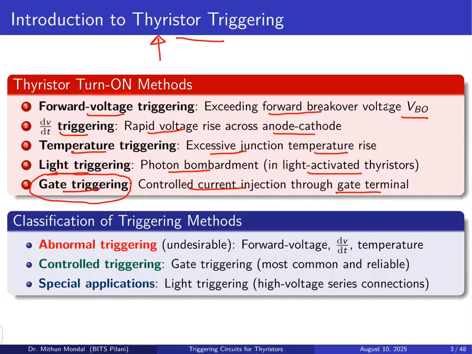So the classification of the triggering methods: the triggering may be abnormal, which is undesirable, such as forward voltage triggering, dv/dt triggering, or temperature triggering. There may be controlled triggering with the help of gate triggering, and this is the most common and reliable. A special application is light triggering, which is generally used in high voltage series connection. So we are going to focus on the gate triggering method, which is the most common and reliable, and this is controlled triggering.